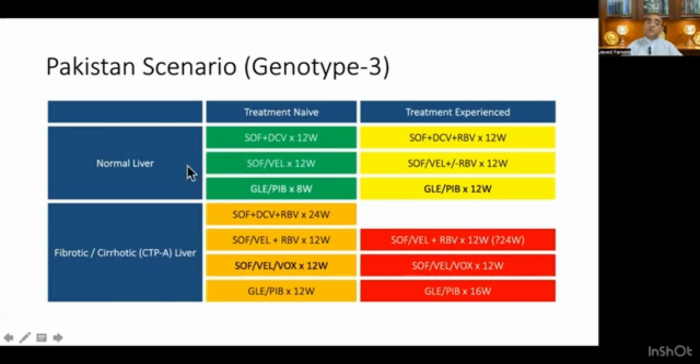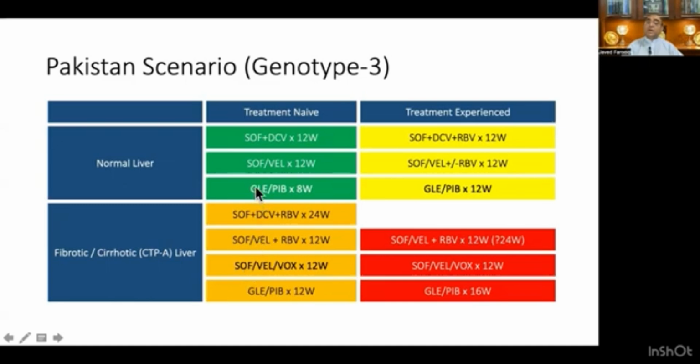So coming to sofosbuvir-velpatasvir, for the normal liver, treatment naive, I use it for 12 weeks. For treatment experienced, I add ribavirin and give it for 12 weeks. For fibrotic and cirrhotic liver, sofosbuvir-velpatasvir plus ribavirin for 12 weeks. For the most difficult group, sofosbuvir-velpatasvir plus ribavirin for 12 weeks, but it may be extended to 24 weeks. This is all that I use. And sometimes when the patient is ribavirin intolerant, I give these patients sofosbuvir-velpatasvir for 24 weeks.